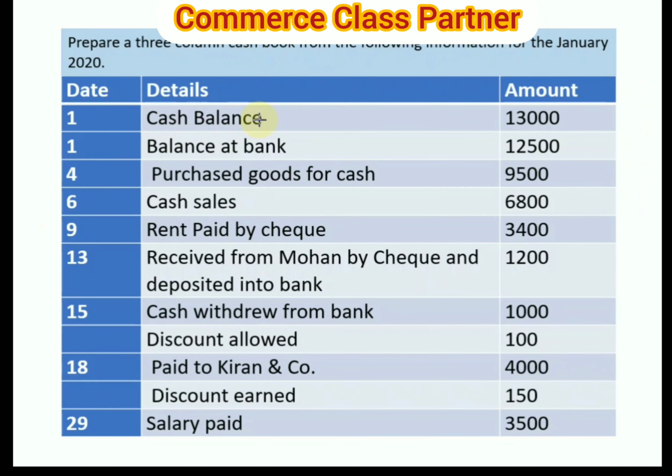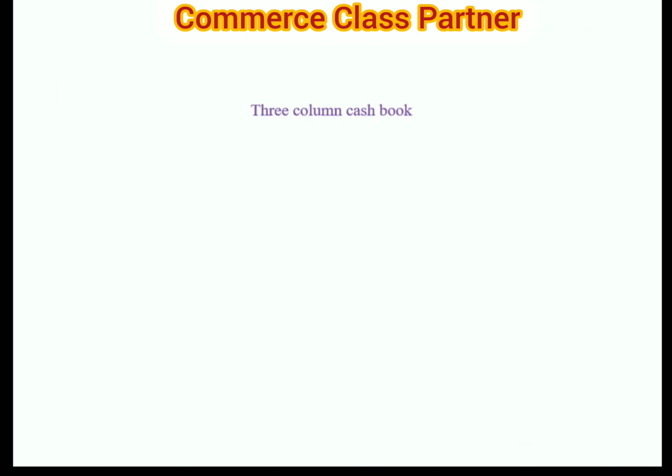Now let us solve a problem on the 3-column cash book. This is the problem which we are going to solve now. Cash balance is given as 13,000 and balance at bank is also given, which is 12,500. Let us start solving this problem. The rest of the question will be discussed while we are doing the problem.